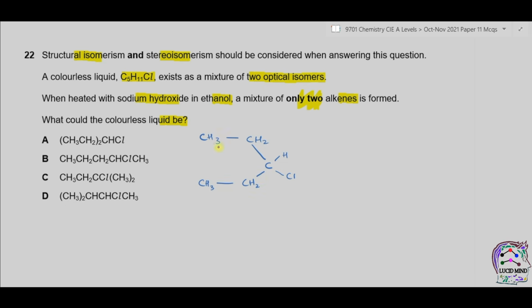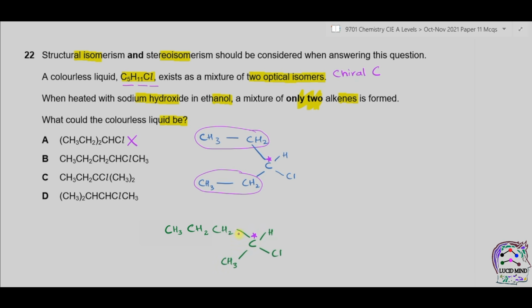The molecular formula of this compound is C5H11Cl, and it says it should exist as a mixture of 2 optical isomers. Now we can see that this carbon that is making 4 bonds, we have 2 similar groups attached to this carbon atom, so therefore it cannot exist as optical isomer, because for optical isomers we must have a chiral carbon. Now chiral carbon is absent, so therefore A is incorrect. Let's draw the structure for B. We have CH3, CH2, then we have CH, Cl, CH3.